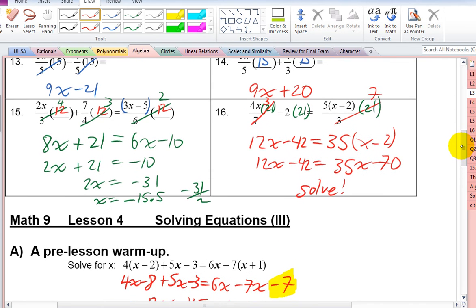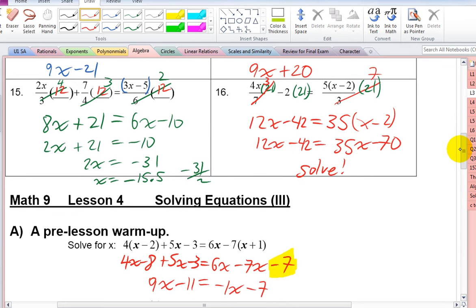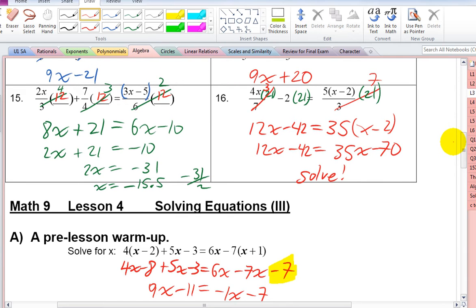How we got what? Yeah, these times. Is that all right? So how we got what? Negative. This is a 12.